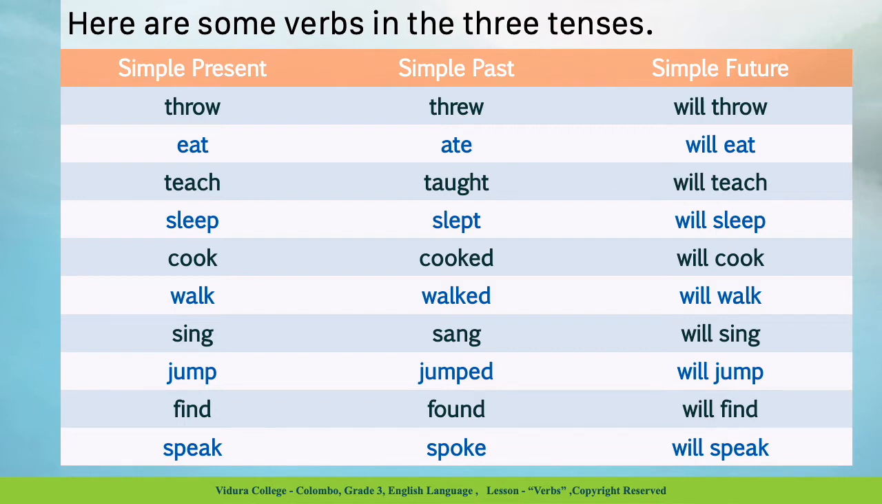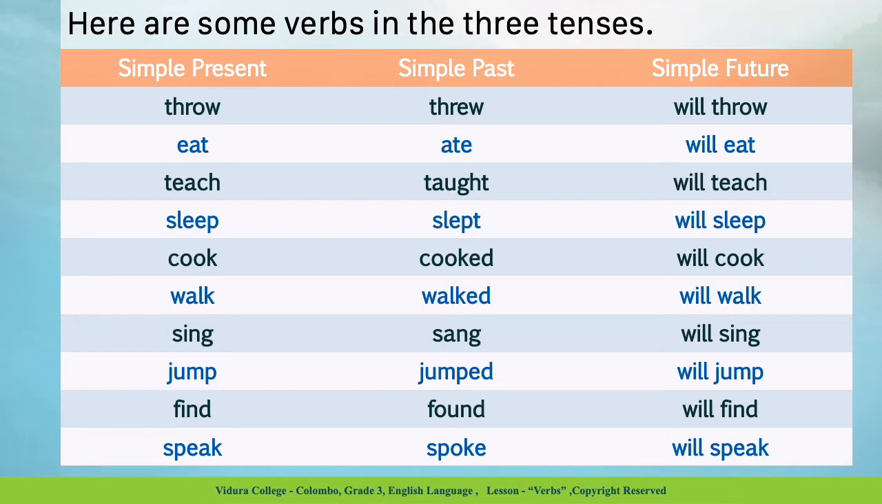Next one. Simple present tense verb is teach. Simple past tense verb is taught. Then the simple future tense verb is will teach. Next one. Simple present tense verb is sleep. Then simple past tense verb is slept. And simple future tense verb is will sleep.